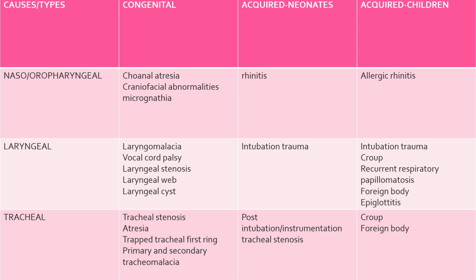Tracheal causes of obstruction. Congenitally, it is due to tracheal stenosis, atresia, trapped tracheal first ring, primary tracheomalacia, and secondary tracheomalacia due to a vascular compression. Acquired causes in neonates are post-intubation or instrumentation, or tracheal stenosis. Acquired causes in children are due to croup or foreign body.